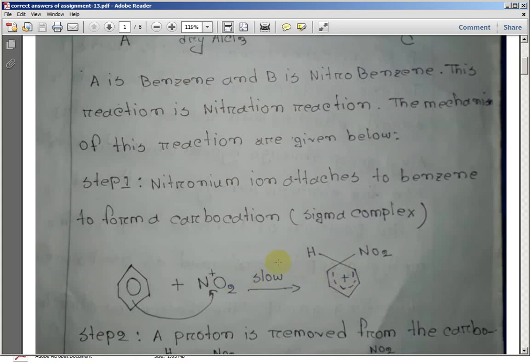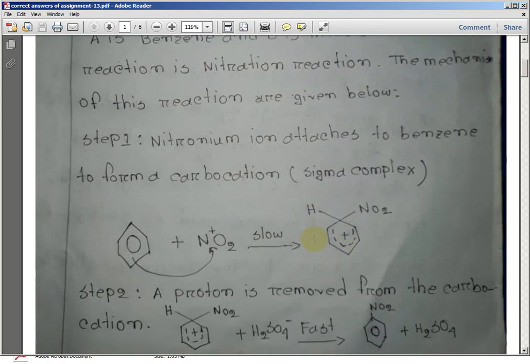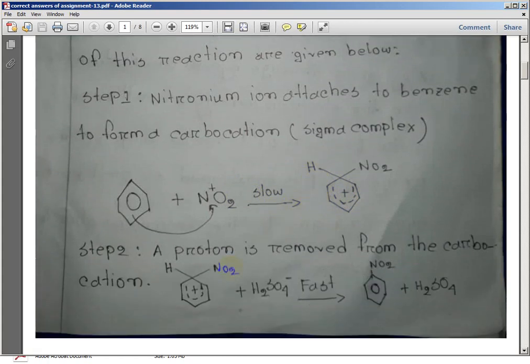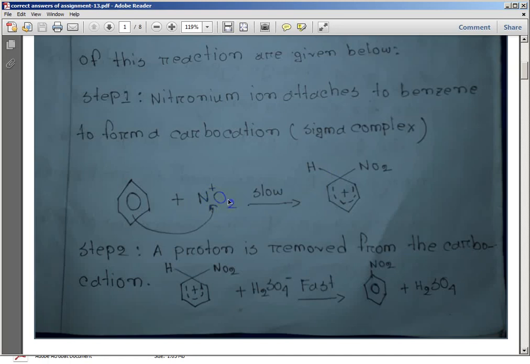Okay. At first the nitronium ion attaches to the benzene ring, and a sigma complex is formed. This complex is the sigma complex. Second step, proton release. This positive ion releases a proton. So nitrobenzene is formed. So this is a finished reaction. At first, the nitronium ion attaches to the benzene ring to form the sigma complex. Then the proton is released. This H plus is released. This is not showing clearly.